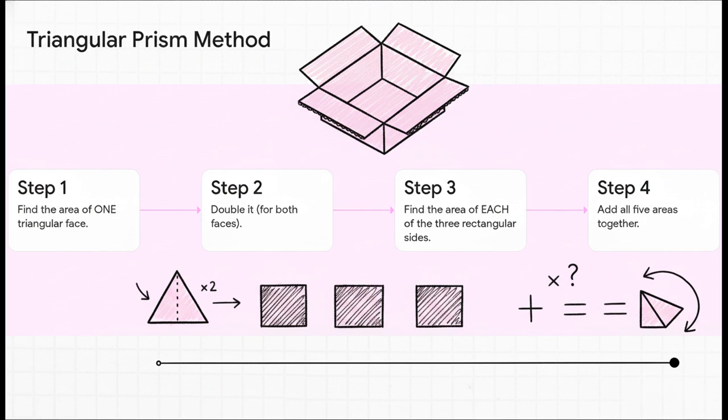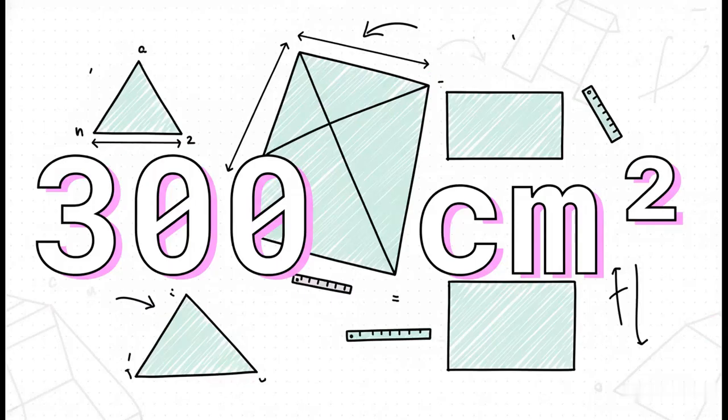After that, you find the area of each of the 3 rectangular sides. And the last step? Just add all 5 of those numbers together. That's it. Nice and systematic. So, for the example we were looking at, once you follow all those steps, you land on a total surface area of exactly 300 square centimeters.